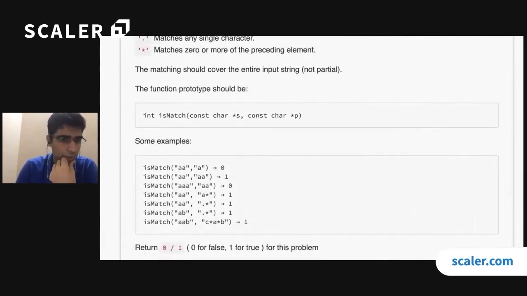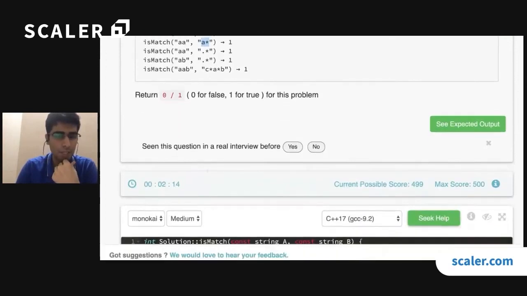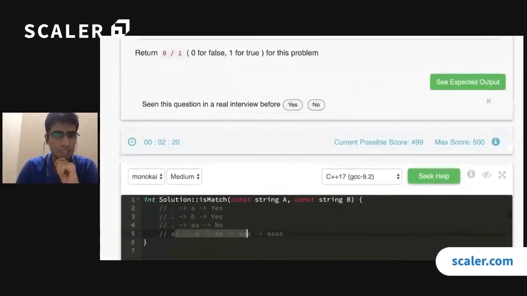The very first one is a string, the second one is a pattern, but the same thing holds. This doesn't match because the string is aaa, but the pattern is only two a's, so it doesn't directly match. Now, does aa match a star? Yes, it does. Why? Because a star is equal to single a, it is also equal to double a, it is also equal to triple a, and so on.